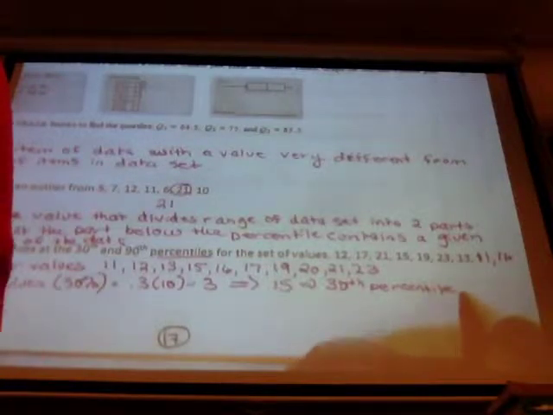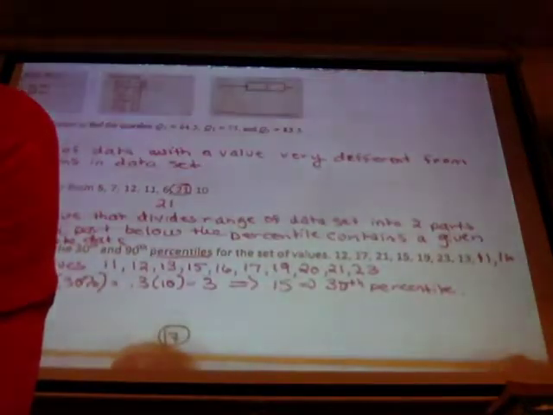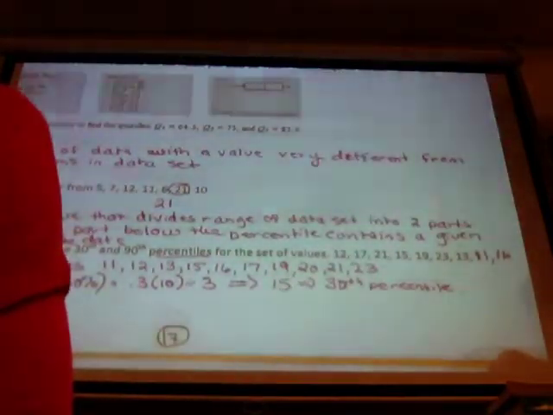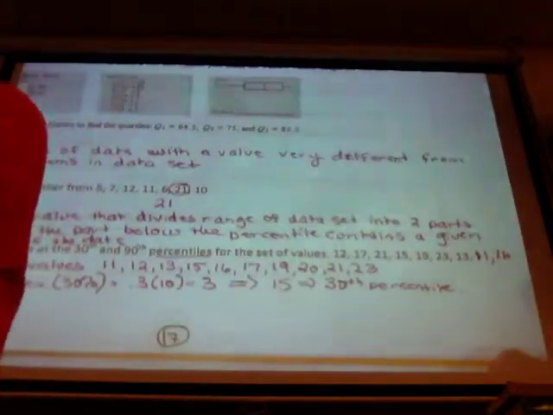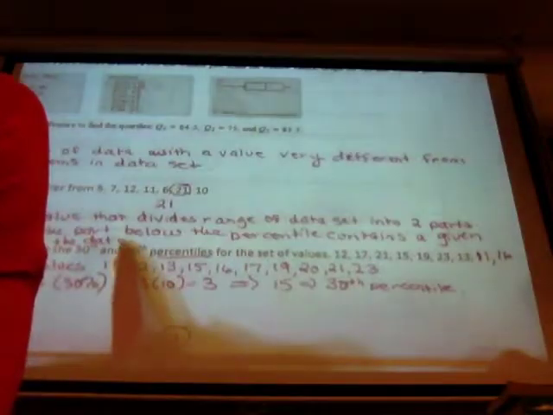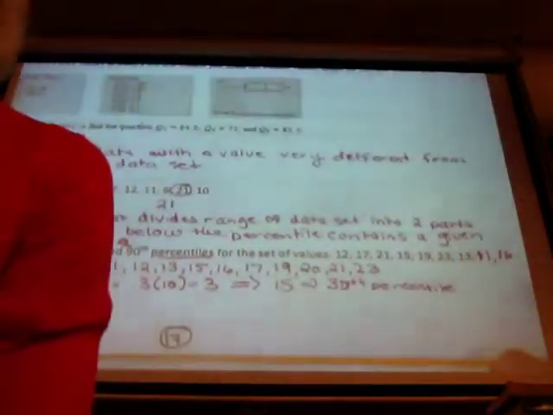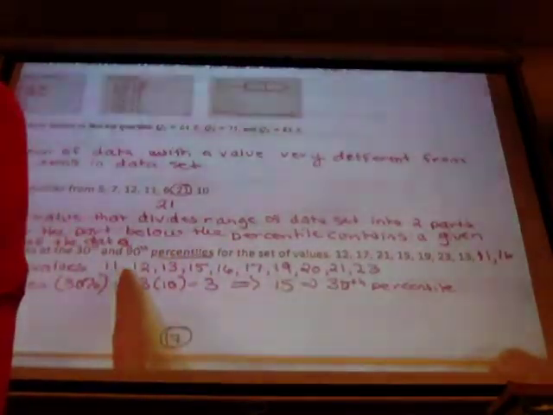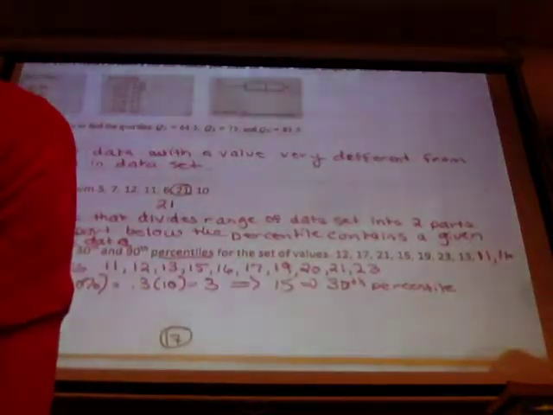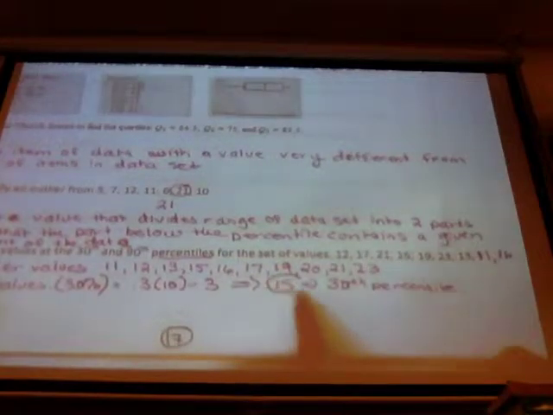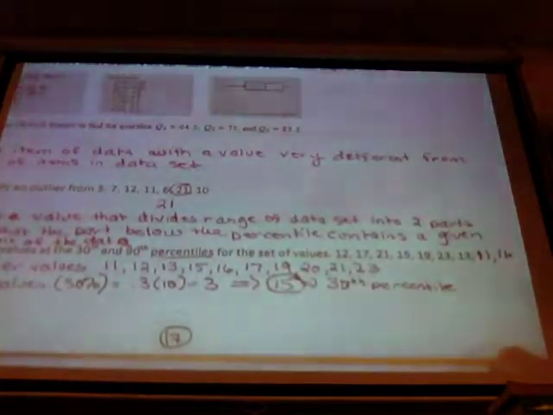And let's look back at the definition of it. It's a value that divides a range of data set into two parts such that the part below the percentile contains a given percent of the data. So the given percent of the data is 3. So below this number, it has to contain 3 data. So if it was 40%, the number would be 16. But 30 is the 30th percent.